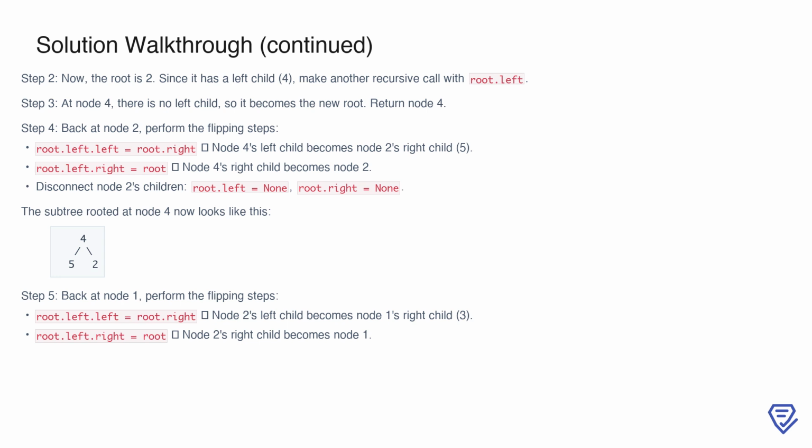At this point, node 4 becomes the current root. Node 4 does not have a left child, so it becomes the new root of the flipped subtree, and we return node 4. Returning to node 2, we perform the flipping steps.